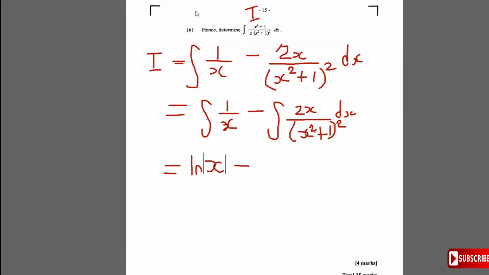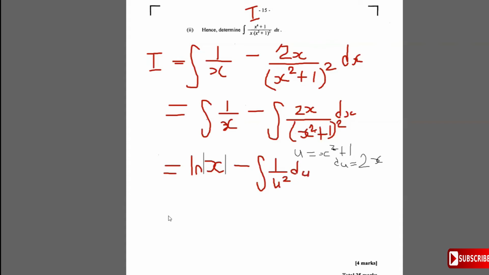Now I'm going to use u substitution here. So I'm going to let u be equal to x squared plus 1. If I use a u substitution here, I realize that du would be 2x. And so I can use u substitution and integrate this. And so this becomes minus the integral of, in the numerator is du, and here is just u squared. So it's minus the integral of 1 over u squared du.